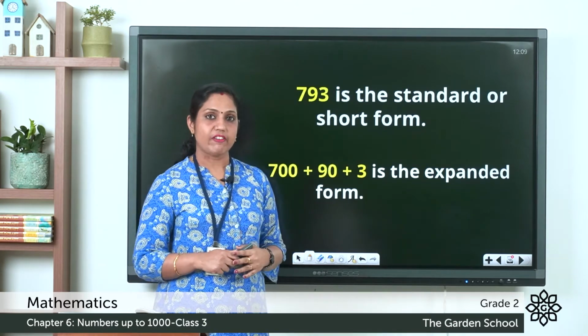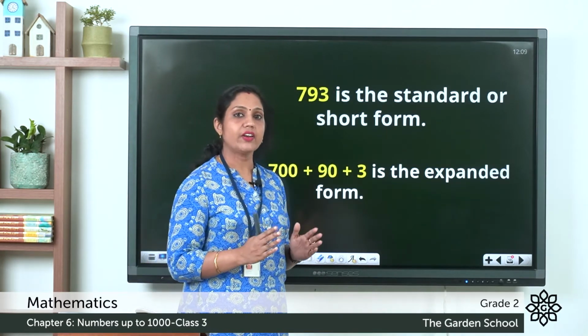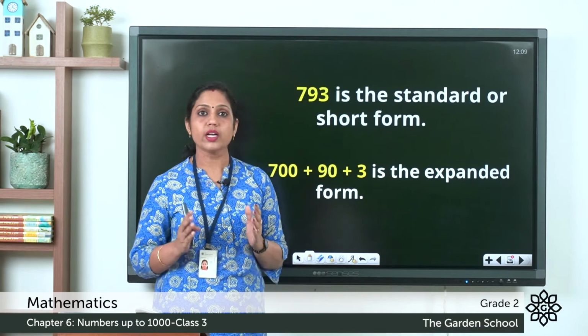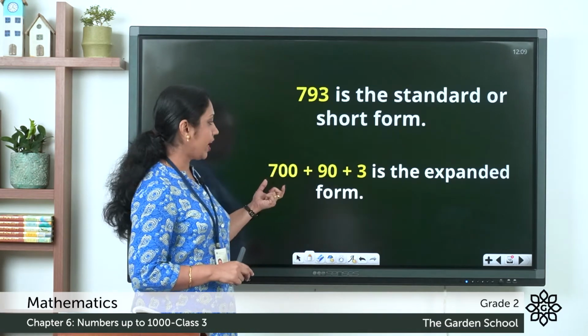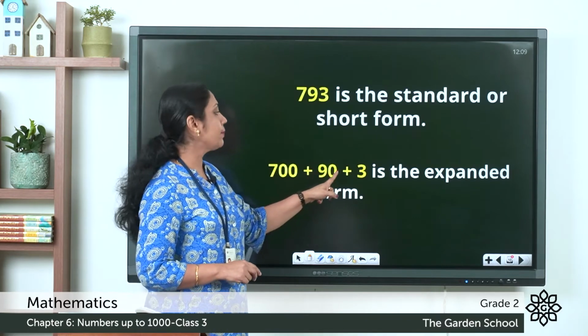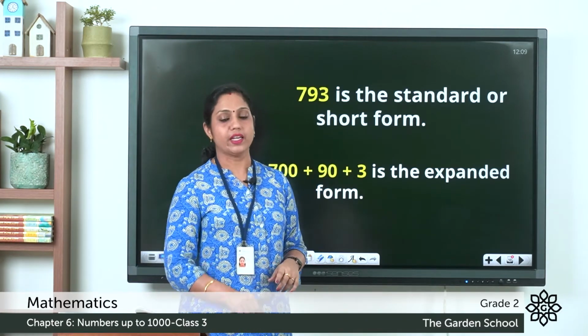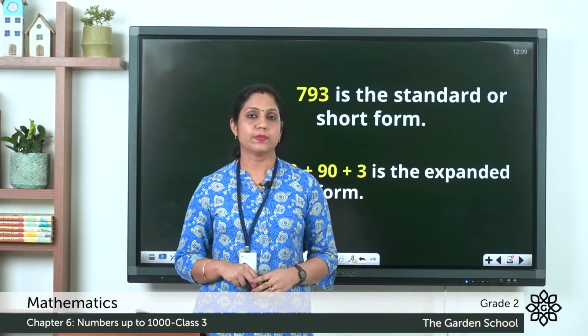If we take the number 793, the 793 is the short form or standard form. And how can we write that in the expanded form? 700 plus 90 plus 3 is the expanded form. So hope you understood the expanded form.